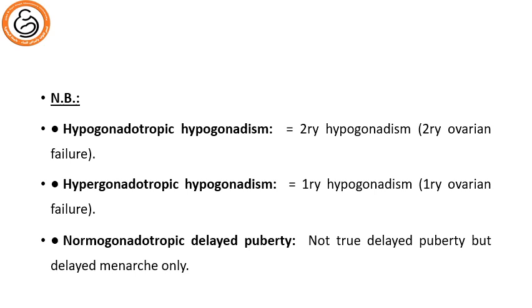Remember, hypogonadotropic hypogonadism is called secondary hypogonadism, and this is secondary ovarian failure. Hypergonadotropic hypogonadism is primary hypogonadism, the primary ovarian failure. And the normogonadotropic delayed puberty is not true delayed puberty, but delayed menarche only. Actually, all changes occur, but the problem is in the outflow tract, and so there is no menarche.